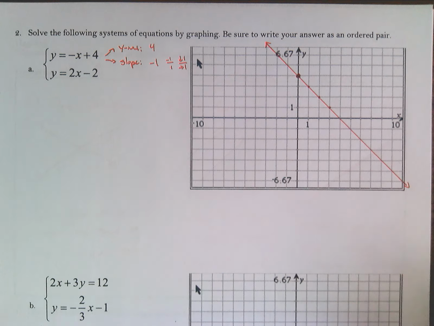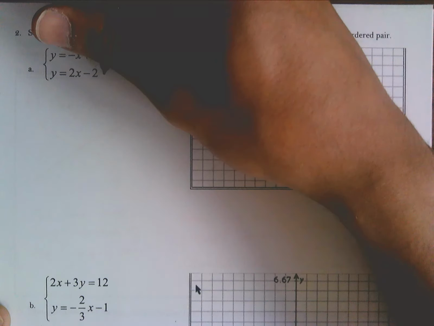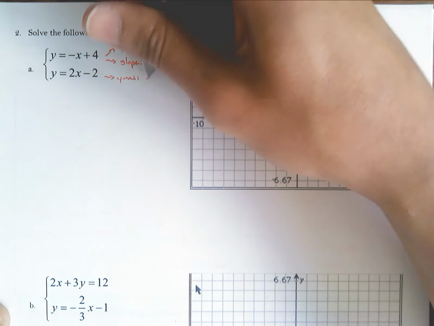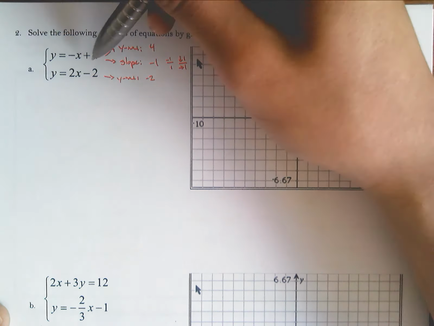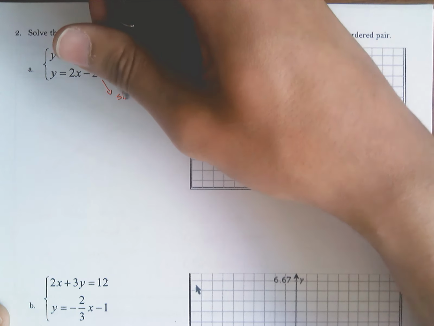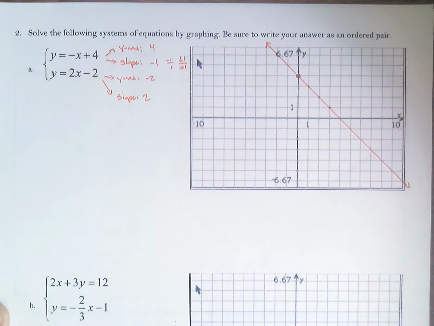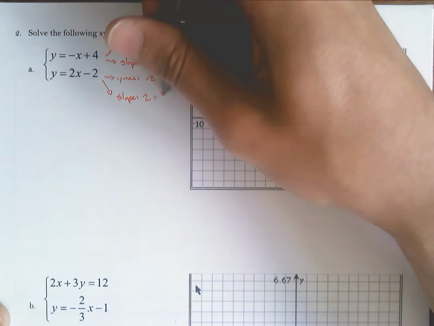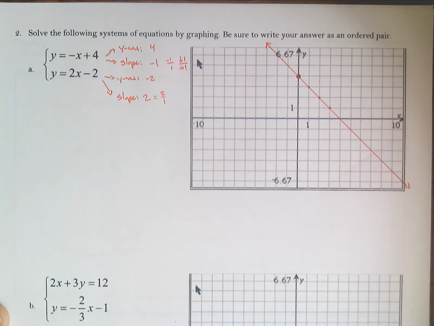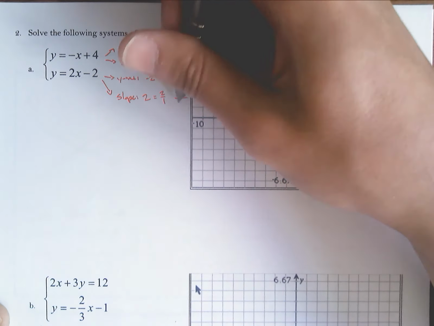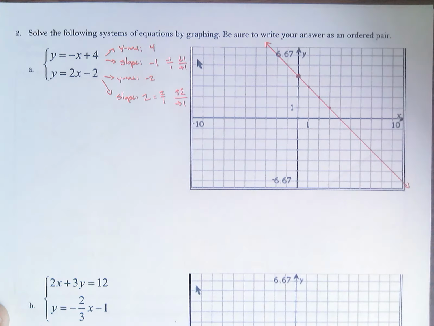All right, so let's graph the other one. Again, slope-intercept form, where our y-intercept is negative 2. That's that constant here. And then our slope is the number in front of x. We have 2. So our slope is 2. As a fraction, 2 is 2 over 1, which tells us it's positive 2 over positive 1. That tells us to go up 2 and right 1. So let's go ahead and plot that.